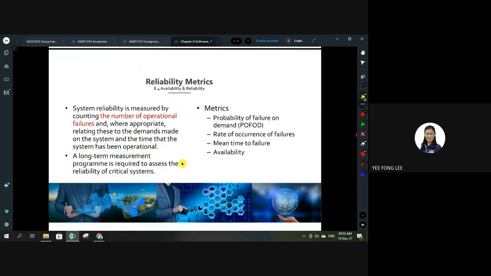Metrics, this is not new. We learned this before. We touched on mean time to failure, availability, except this and this. System reliability is measured by counting the number of operational failures. We'll go through metrics in the following slides.